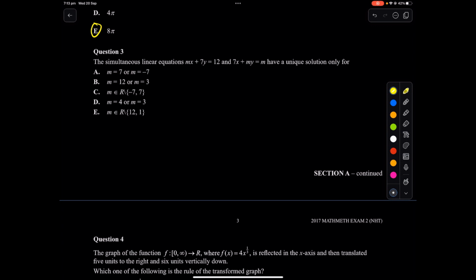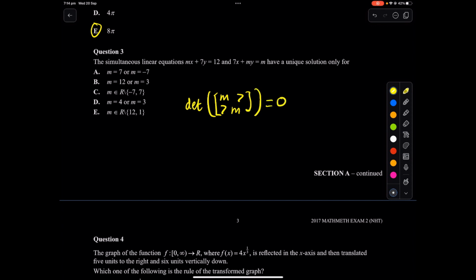The simultaneous linear equations, this and this, have a unique solution only for what? This is a very typical question, and this is the quickest method. In my CAS, I would write the determinant using a matrix. Look at the first equation: what is the value for x? It's m, so we write m here. What's the value of y? It's 7. We don't have to worry about the equal sign. For the second equation, what's the value of x? It's 7, so we put a 7 here. And y? It's m. And we want the determinant to equal 0.